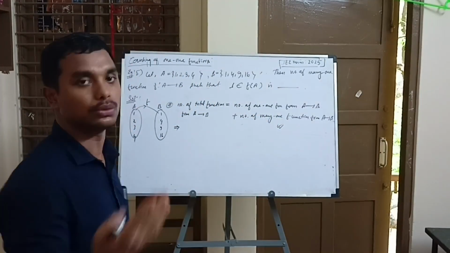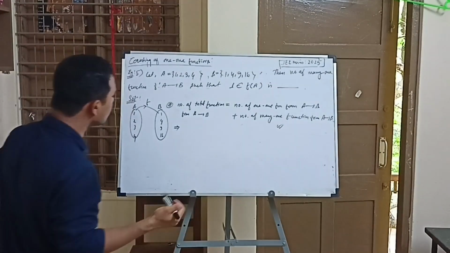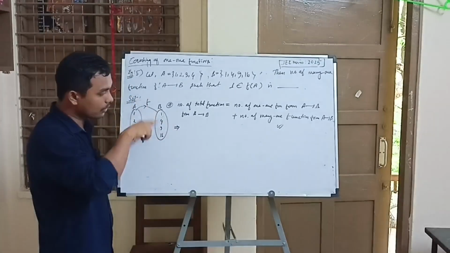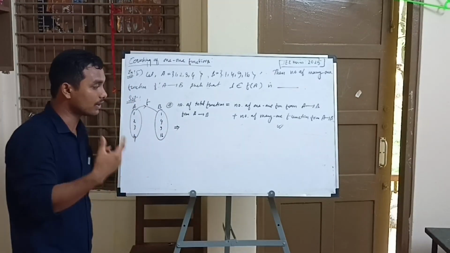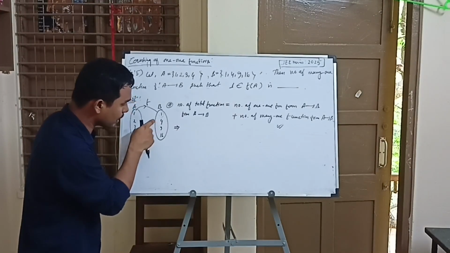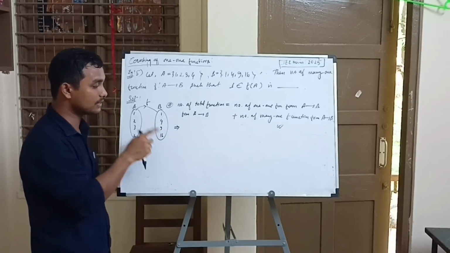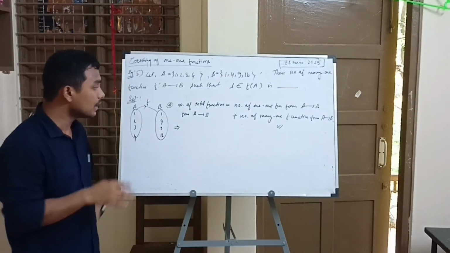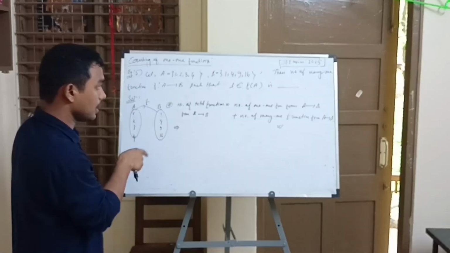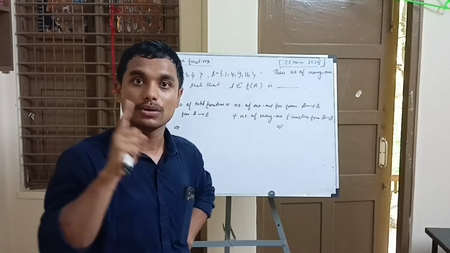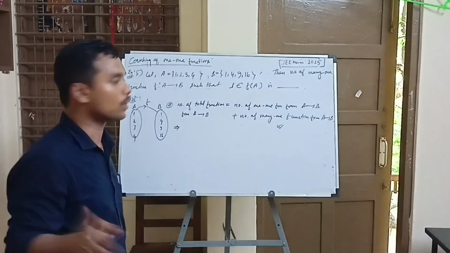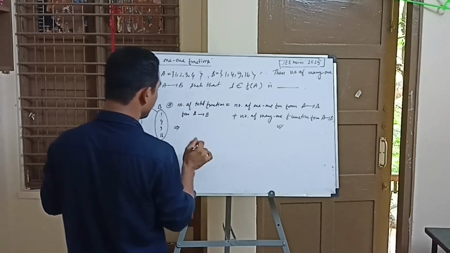And then what we will do? Then we'll remove this element from this whole set B. Then we will find the number of functions from A to the set B containing the elements 4, 9 and 16. Then the number of these functions from A to the new set we will subtract from the total number of many-one functions from A to B. Okay. Let me do it.